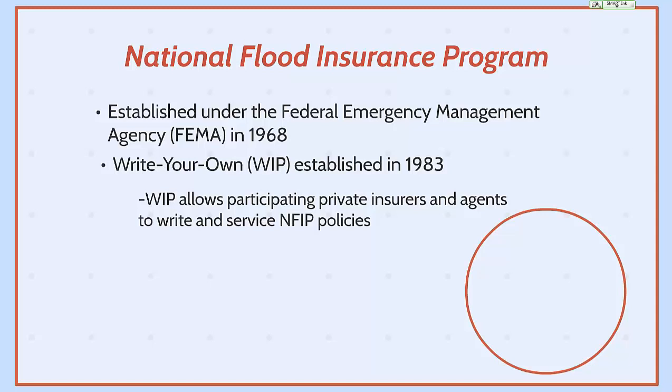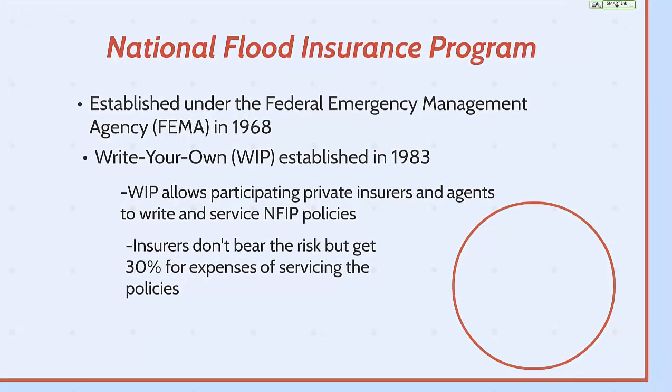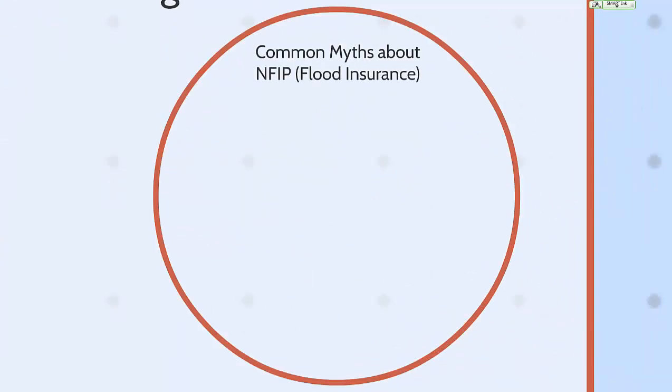Instead of having to go to FEMA to obtain the coverage, which they can still do today, they can generally go to their own homeowner's insurance agent if they participate in the WYO. Insurers don't bear any of the risk of underwriting NFIP, but they do get 30% for the expenses of servicing the policies. Let's look at some common myths about NFIP, or flood insurance.